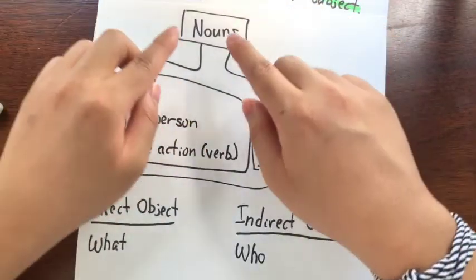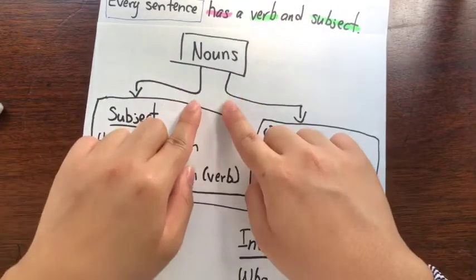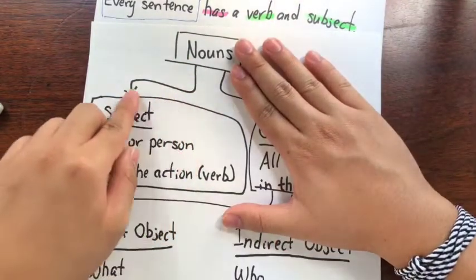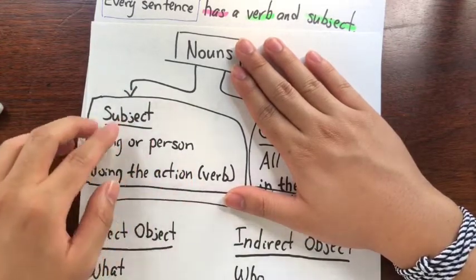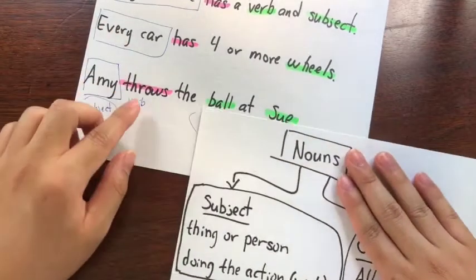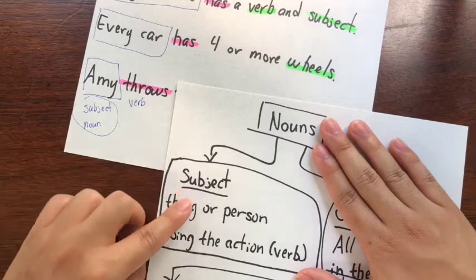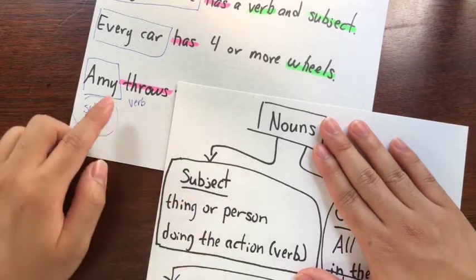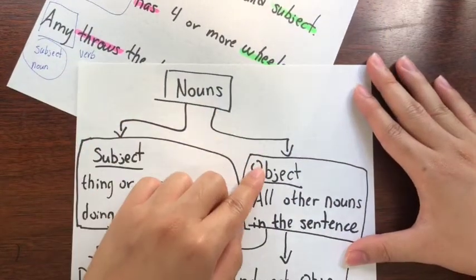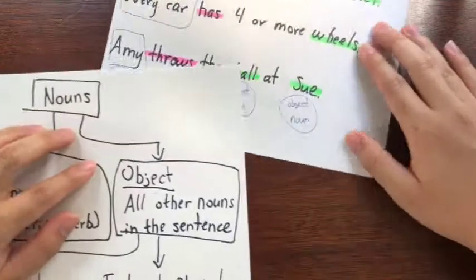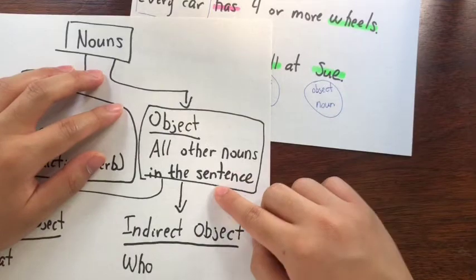But, so one more time, we have nouns, all nouns, person, place, or thing. We have two types of nouns. The first noun is the subject. That's the person or thing that's doing the action. The verb. So the verb in this sentence is throws. Who throws? The person who throws is the subject. So Amy is the subject. Now, all of the other nouns are objects. So we have ball and Sue left. These are objects. All of the other nouns.